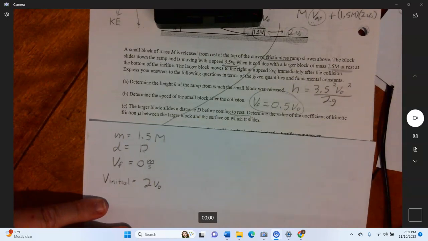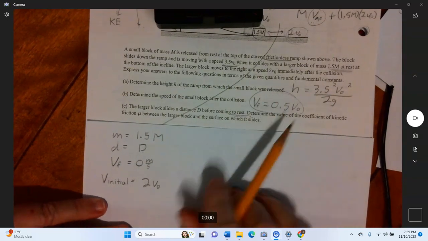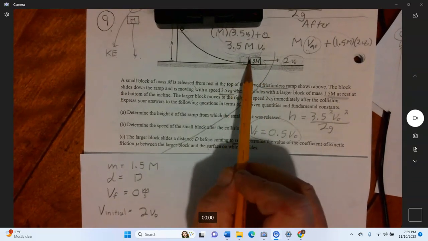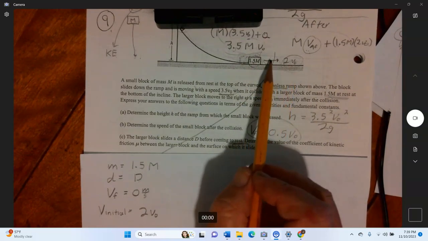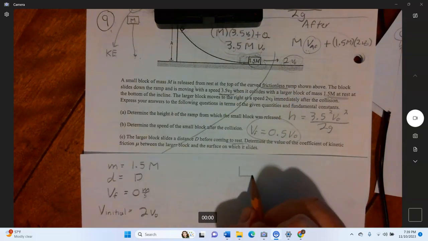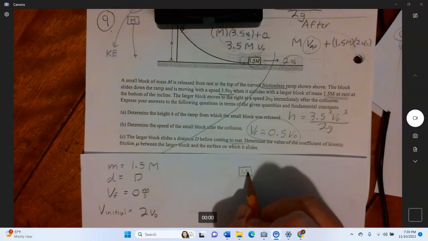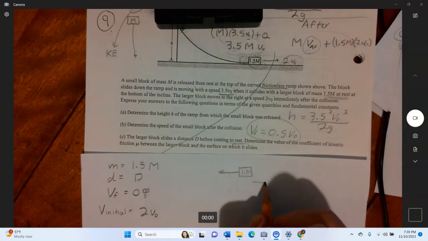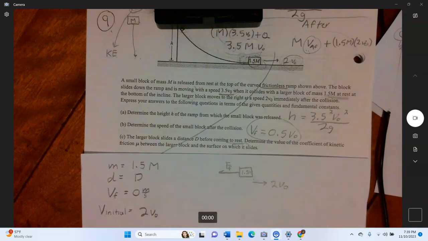Okay, so how do we do this? Well, we have a formula. There's only one force acting on this block once it gets hit by the little block and starts moving this way. The only force acting on it is a friction force. So if we drew that as a very simple sort of free body diagram, 1.5 m, its velocity, this is not a force vector, its velocity is 2VO this way, but the only force acting on it is the friction force slowing it down.